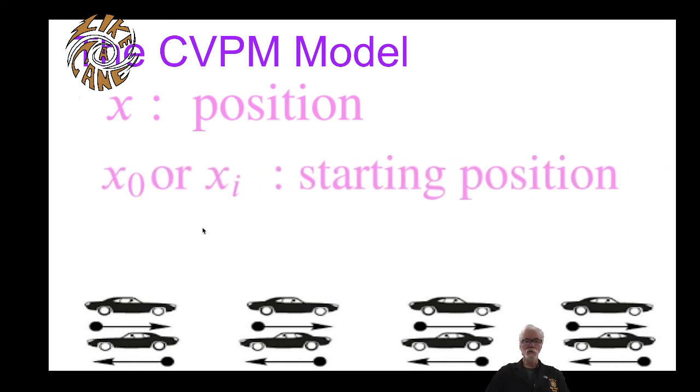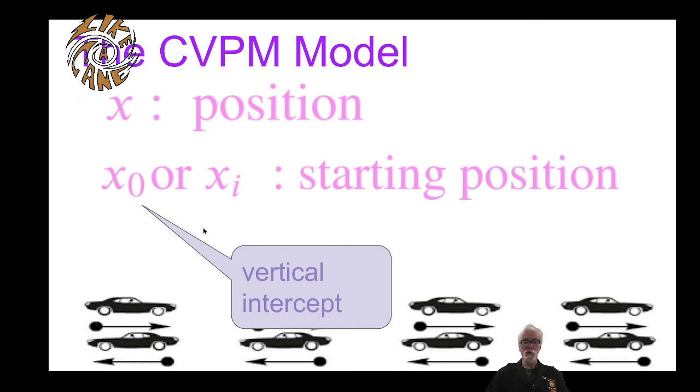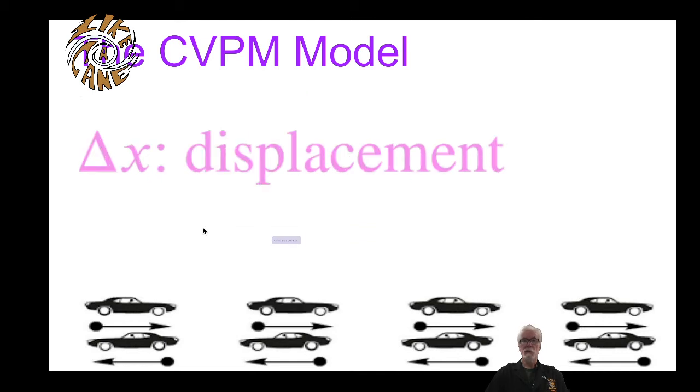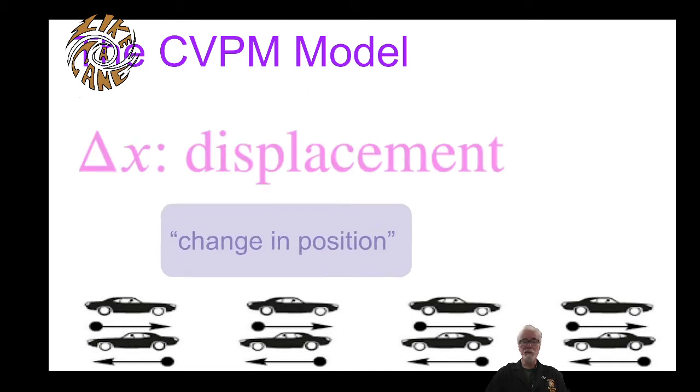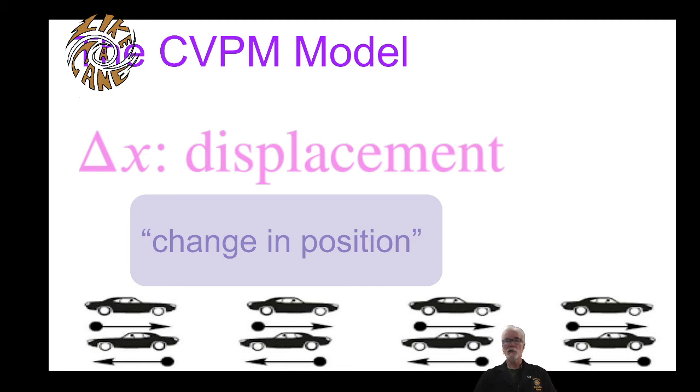The vertical intercept of a position versus time graph is the starting position of the object. This is often called xi for initial position or x0 for position at time 0. How the position changes is called its displacement. This is usually designated by delta x, because this triangular sign, pronounced delta, is actually a Greek letter, a symbol that in science means change in. So delta x is displacement, which literally means the change in position.